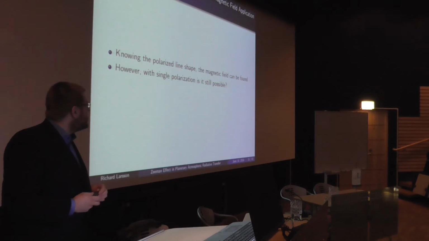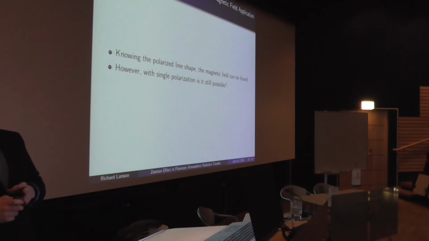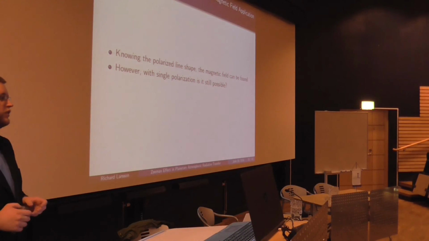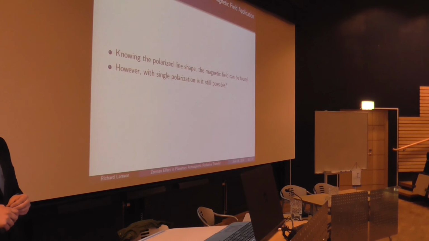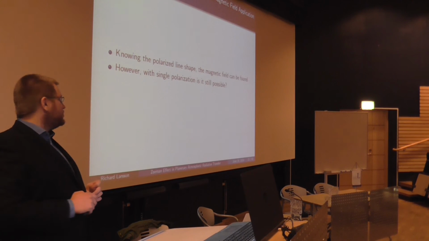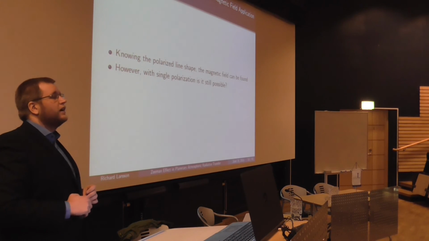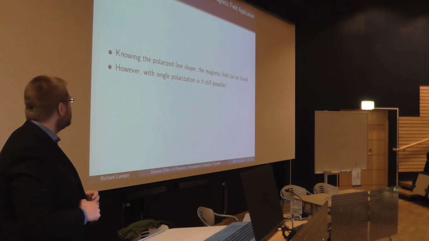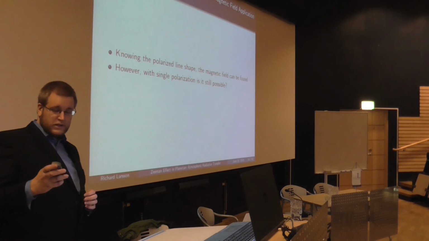Now, in the first paper, which I will not show any results from, we discussed the fact that if you know the polarized line shape, you can get the magnetic field back. Now, in the unpublished work, we were thinking, yeah, but that means we will need two sensors. We should have only one. So we tried to see if we can just use a single sensor to detect the same thing.